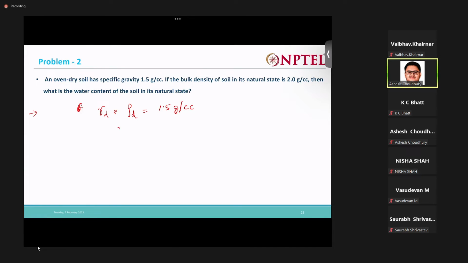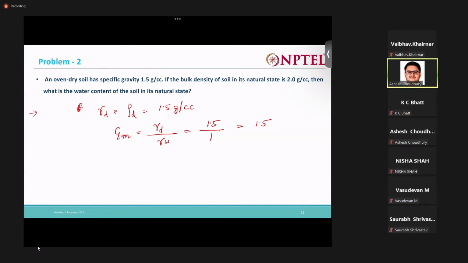Now we have the mass specific gravity of the dry soil, so gamma_d by gamma_w. This is given as 1.5 by 1. In gram per cc, the density of water is nothing but 1. So we have 1.5 as the mass specific gravity of this soil.